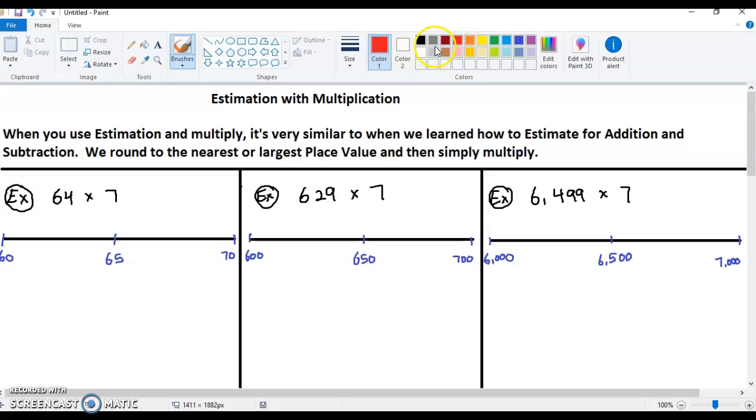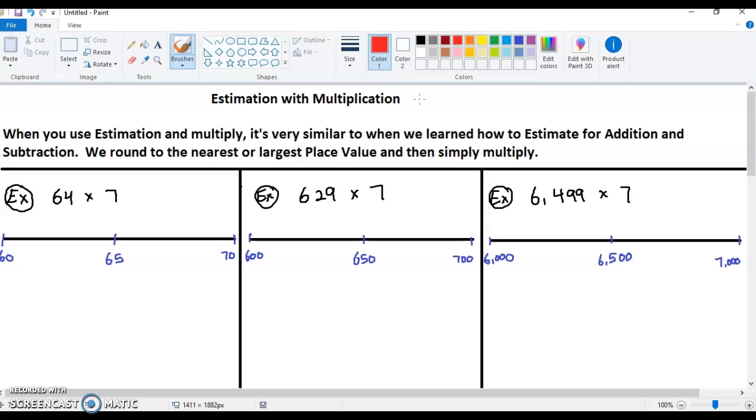This is Mr. Steinberg. In this hopefully brief tutorial, I'd like to give you some examples about how we use estimation when we multiply. When we estimate, we're making the multiplication a lot more simple because hopefully we're able to do it in our minds, in our heads. It just makes the process a lot faster or quick, right?